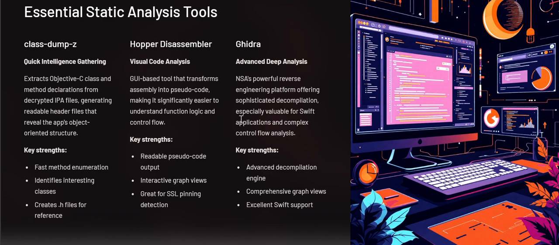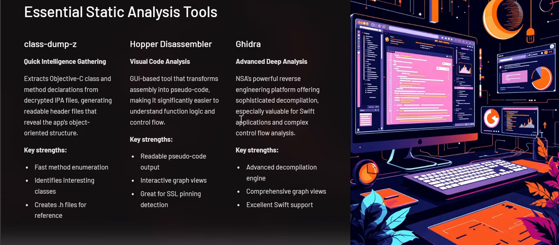It offers visual code analysis, making it easier to understand function logic and control flow. And the third one is Ghidra. It is for advanced deep analysis. It is the NSA's powerful reverse engineering platform, actually developed by the NSA, and completely free.